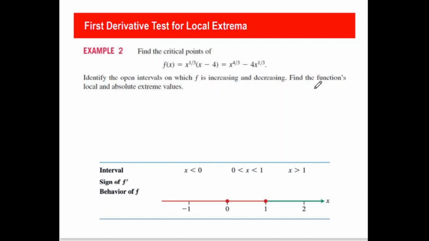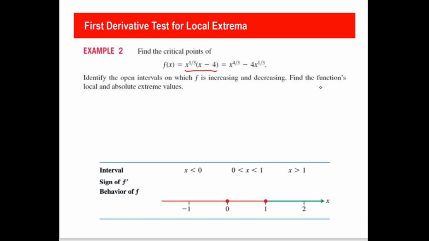So hello everyone, in this short video we are going to perform an example on the first derivative test for local extrema. We are given a function, as you can see here, f(x) = x^(1/3)(x − 4), and it has been expanded for you. We have x^(4/3) − 4x^(1/3) to ease the process of differentiation.